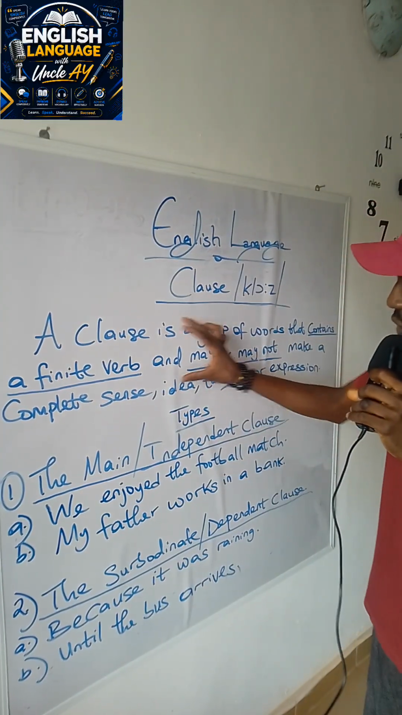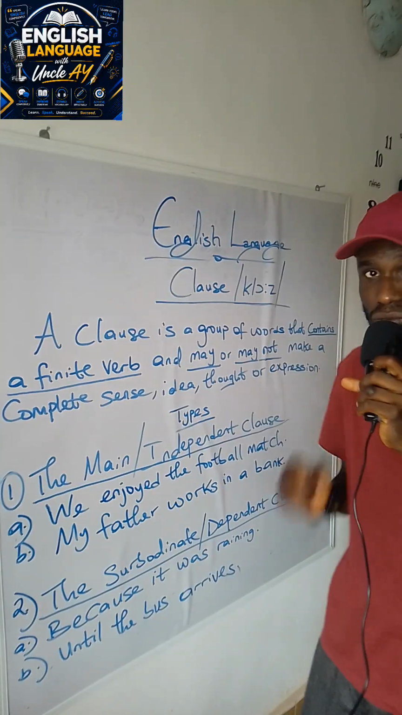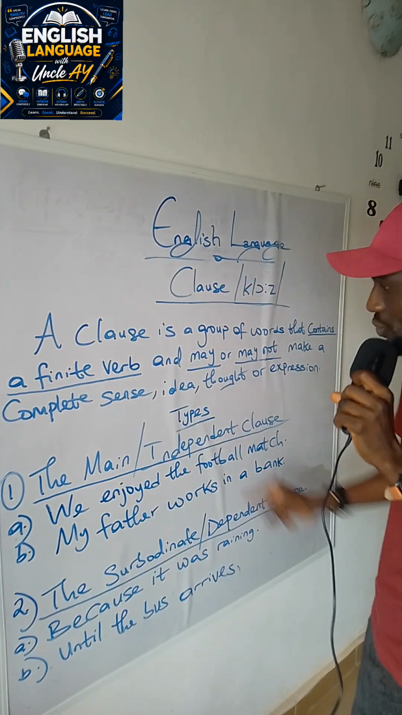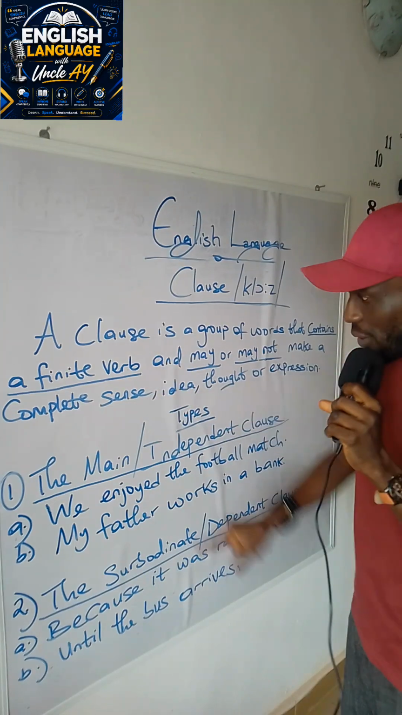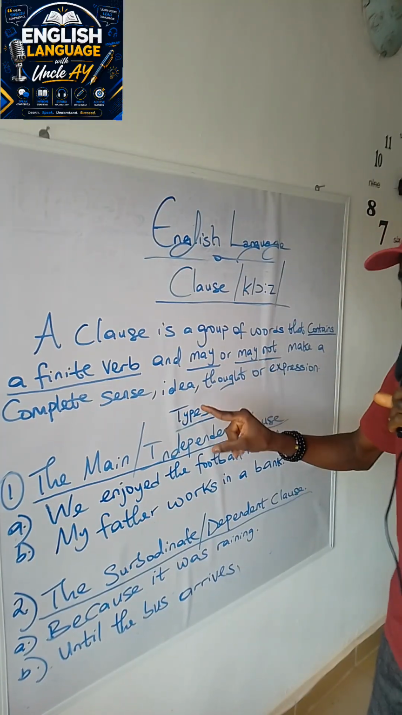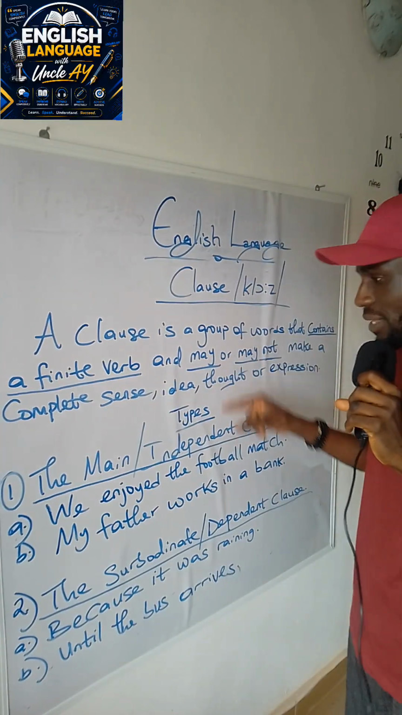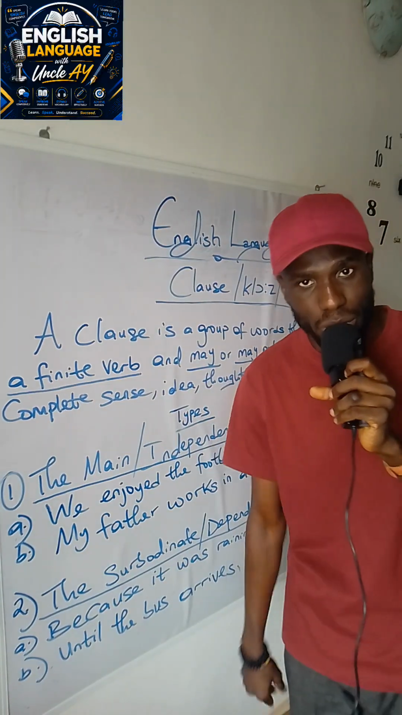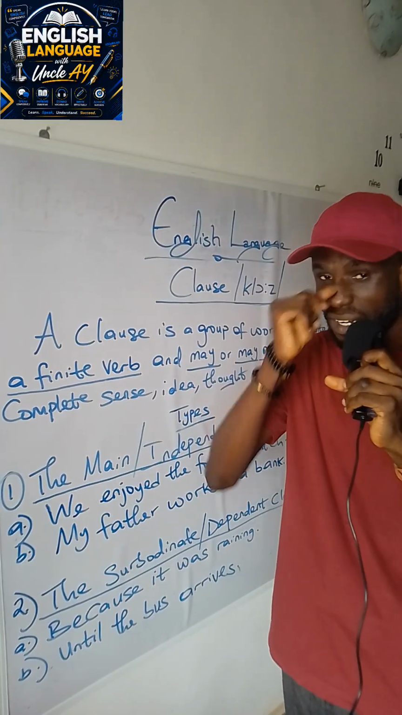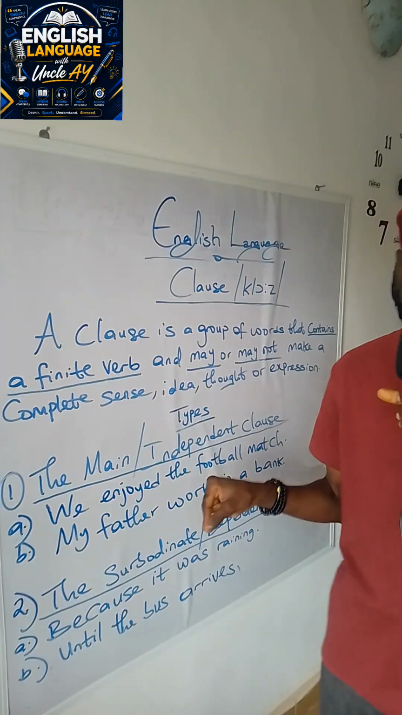So you can see that in the build-up to the definition, a clause here possesses a finite verb, as opposed to when we studied phrase, and we were made to understand that a phrase doesn't possess any finite verb at all. But when we continue and it has a finite verb, that's a clause. But then it may or may not make a complete sense. So you can see that there's even a clause in the topic, clause itself. This is because there are 2 types of clauses. The very first one is the main clause, which is also known as the independent clause. And then the next one is the subordinate or the dependent clause.